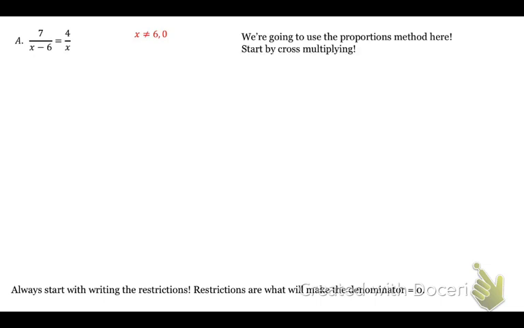So basically we're going to start by cross multiplying. So that's going to be 7 times x equals 4 times x minus 6, which is 7x equals 4x minus 24. Subtract that 4x, so 3x equals negative 24. Divide by 3, and x equals negative 8. That's not a restriction, and that's our answer there.